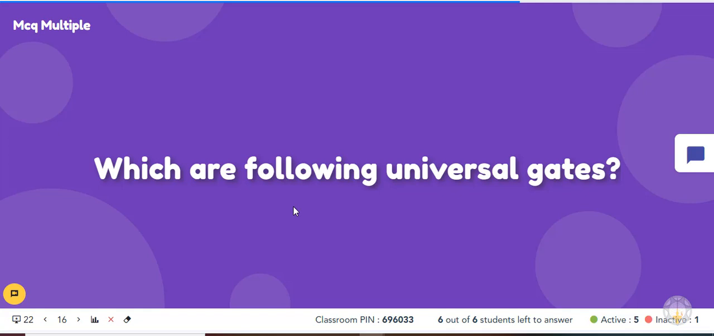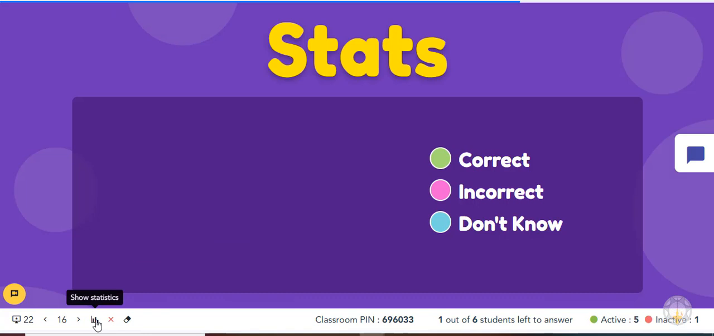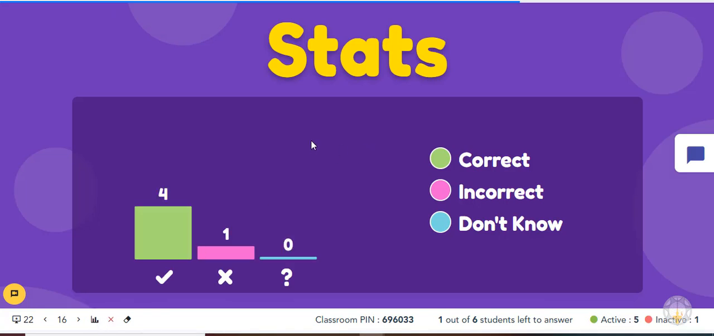Students will see the options on their mobile, and after submitting the answer, each and every time, the application will ask what is the confidence level of the students. Now here you can see 5 students have given the answer. You will see the statistics. 4 students have given the correct answer. Only 1 student is incorrect.